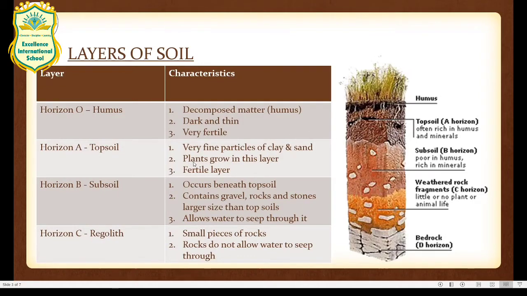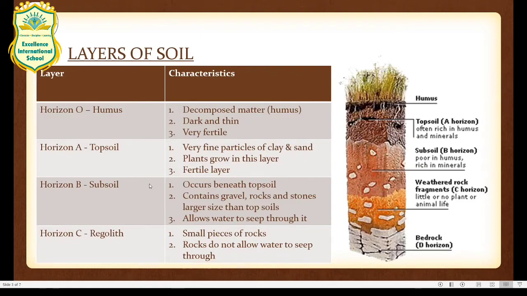And it is also a very fertile layer because there's presence of a lot of humus in this layer as well. It is rich in humus and minerals. The third layer is horizon B, that is subsoil. So there is humus, topsoil and subsoil.